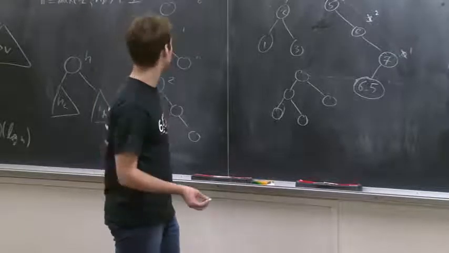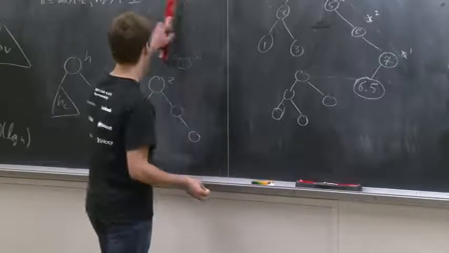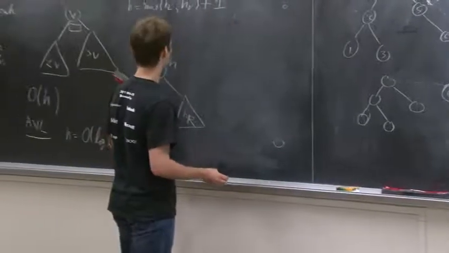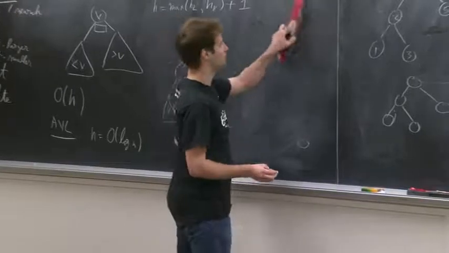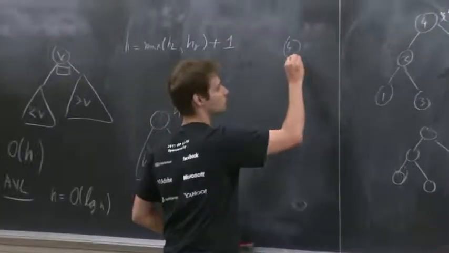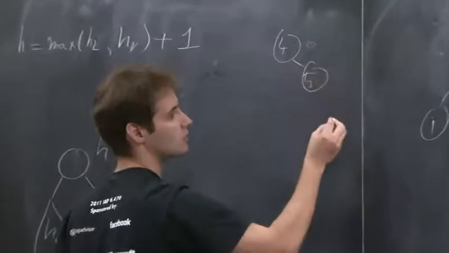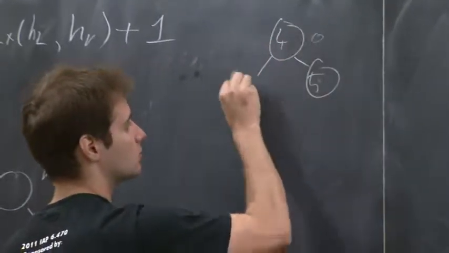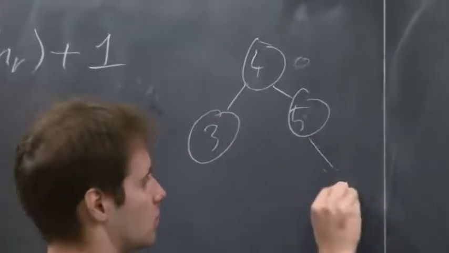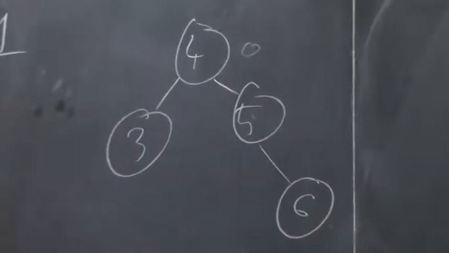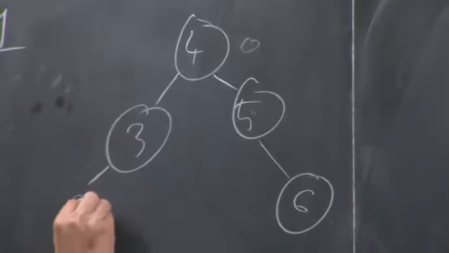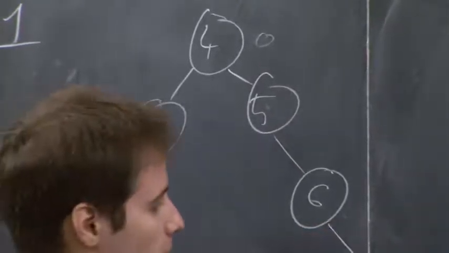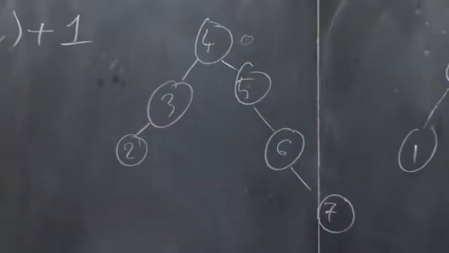So wait, let's do them in sequence. So what are we inserting? So you start with 4, and then you insert 5, then you insert 3, then you insert 6, then you insert 2, then you insert 7, and then 1. Okay, gotta rotate now.